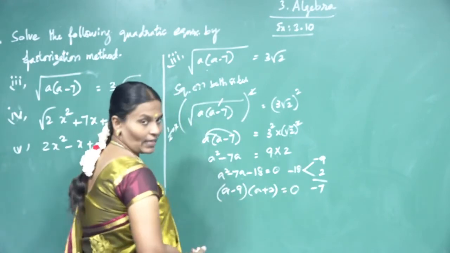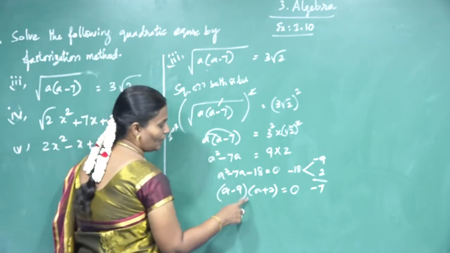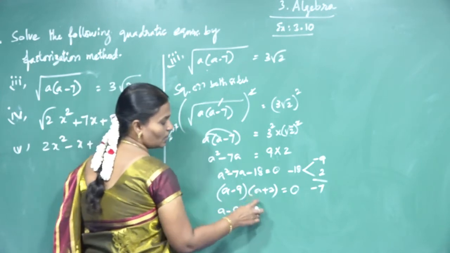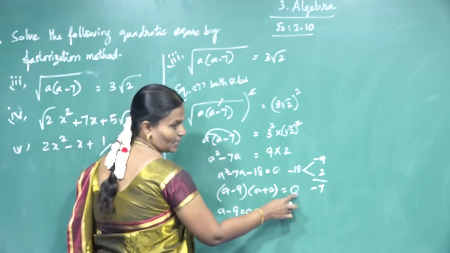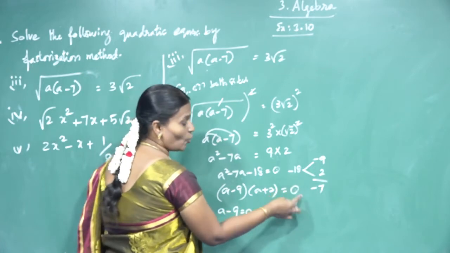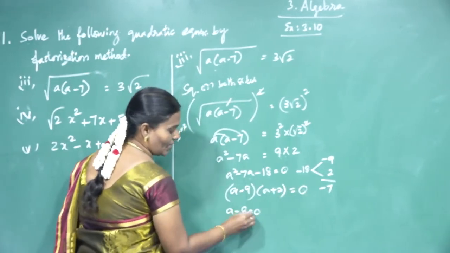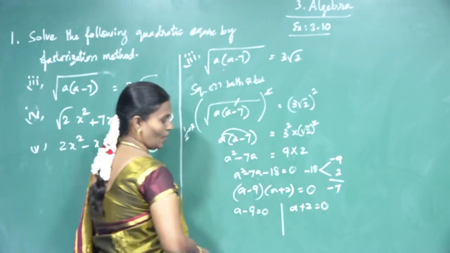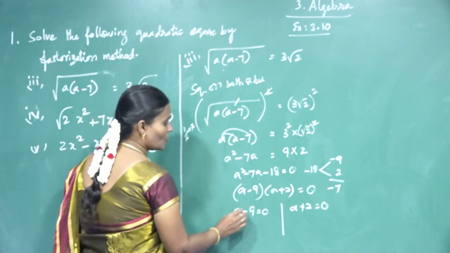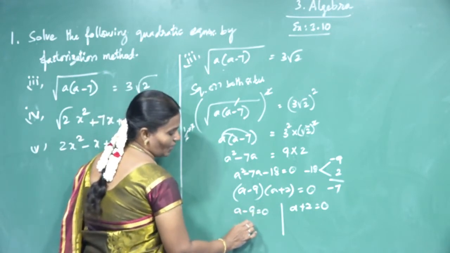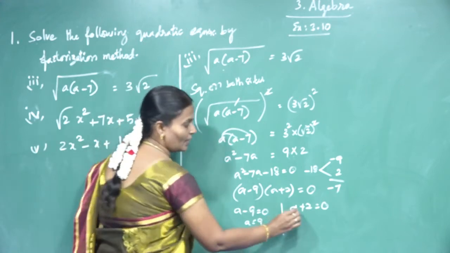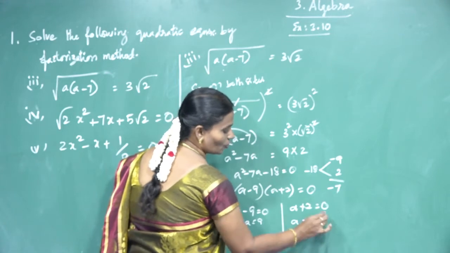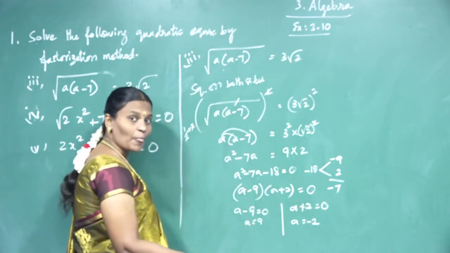Now these are the linear factors. How do we write a minus 9 is equal to 0? Because the multiplied term moves to the right side, it goes to the denominator, and 0 by anything is 0. So a minus 9 is equal to 0, and one more thing, a plus 2 is equal to 0. a minus 9 equal to 0 means a is equal to 9. a plus 2 is equal to 0 means a is equal to minus 2. This plus 2 moves to the right side, it becomes minus.